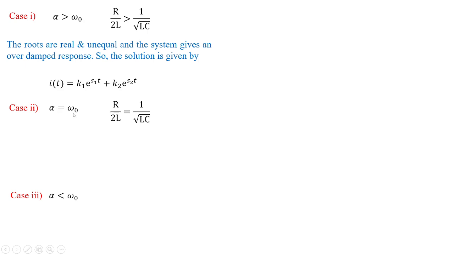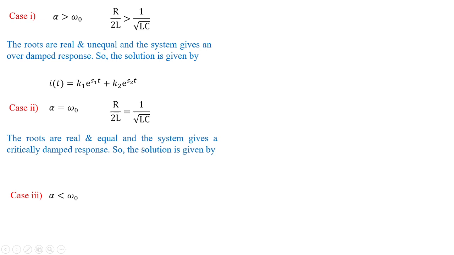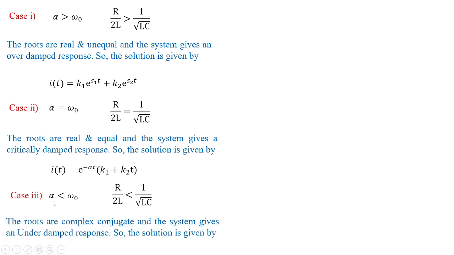For alpha equal to omega naught, you're going to get the roots are real and equal. What is the difference between case 1 and case 2? In case 1, the roots are real and unequal, whereas in case 2, the roots are real and equal. Therefore, the solution will be i of t equal to e to the power of minus alpha t of k1 plus k2 t.